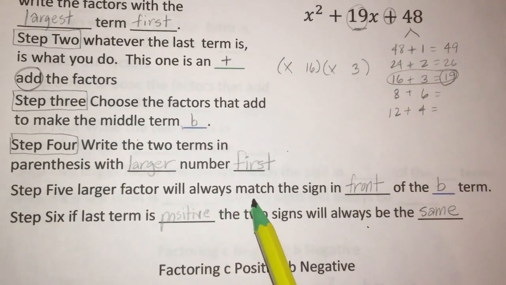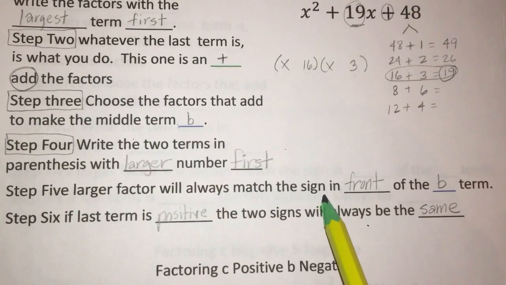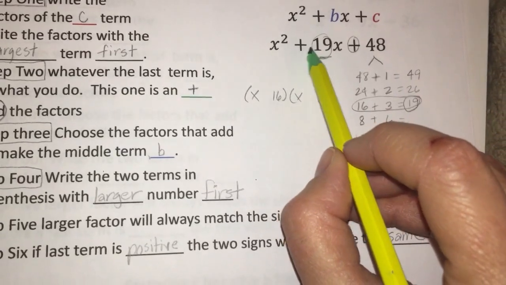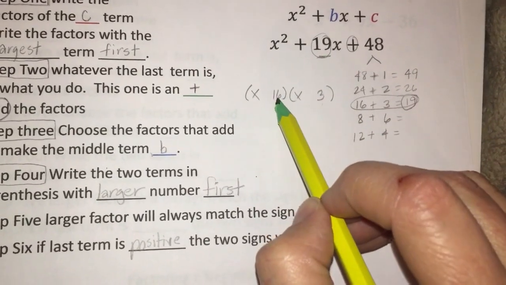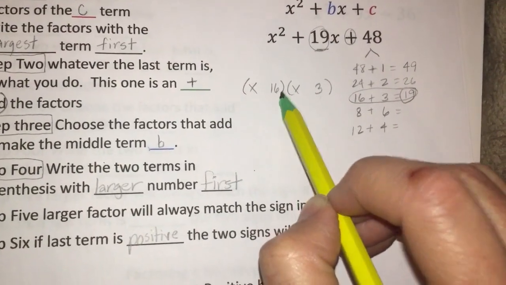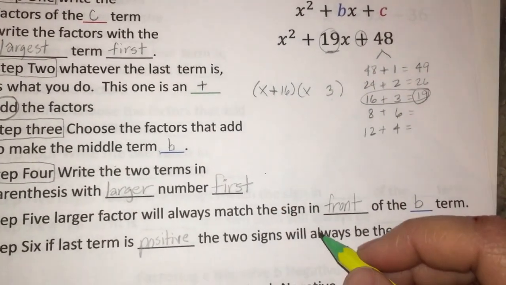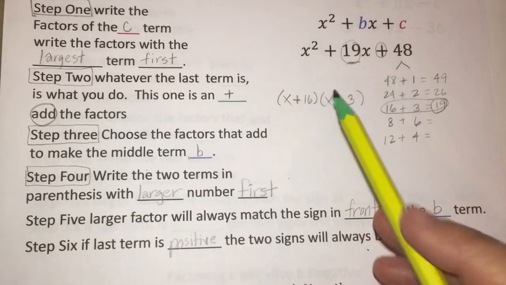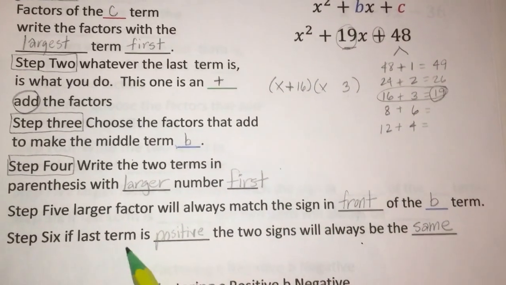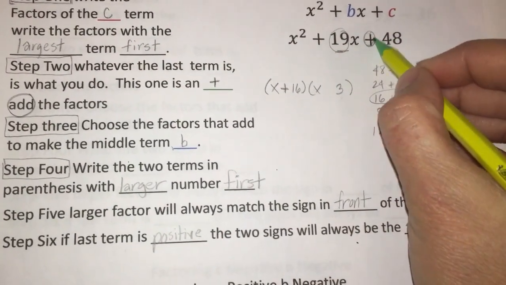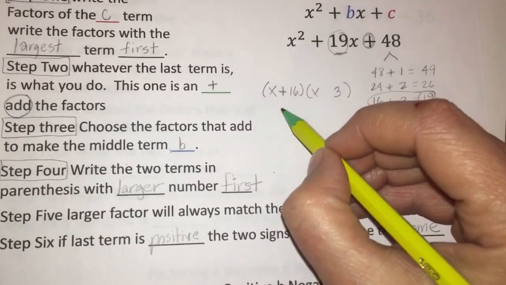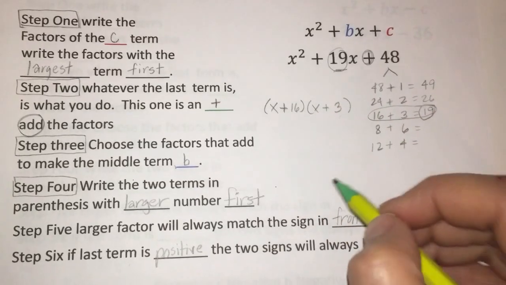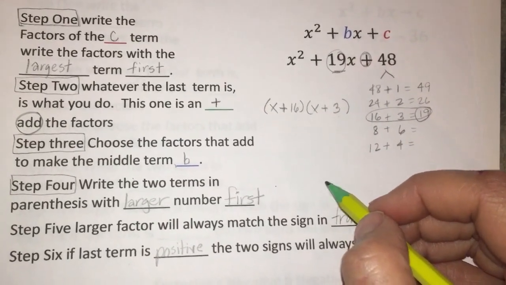For step 5, we're always going to make sure that the larger factor matches the sign in front of the B term. If we look at our B term, we have a positive 19. That means that of our two factors, the positive has to go with the larger number. The larger factor has to have the same sign as our B value. In addition, if the last term, the 48, is also positive, that means that the two signs within the parentheses are going to be the same. So our two factors will be x plus 16 and x plus 3.